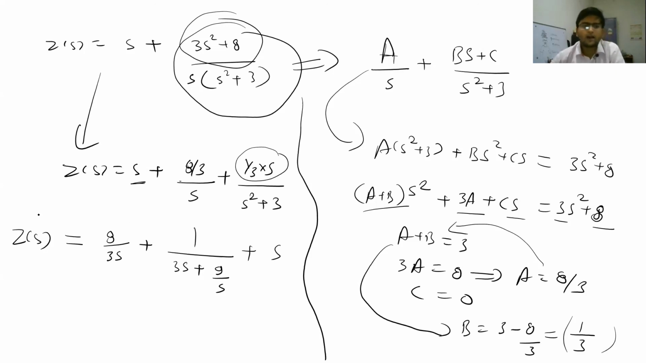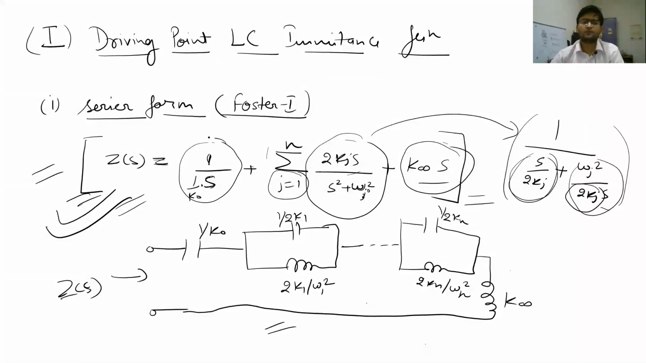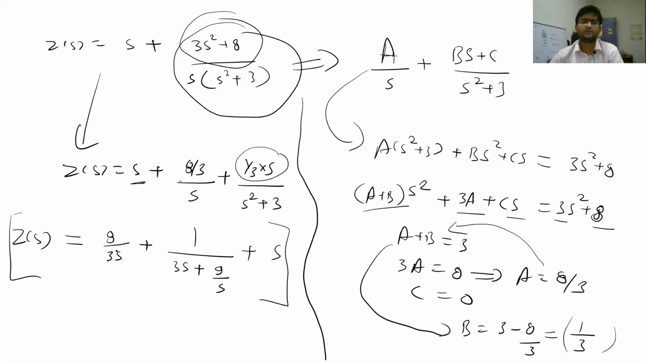So can you correlate this function with our standard model of the Foster-1 form? Yes, we can. So this is our Foster-1 form, which was having 1 by s component, then this component, and then finally this component. So in a similar fashion we have got this. So now let us draw this.